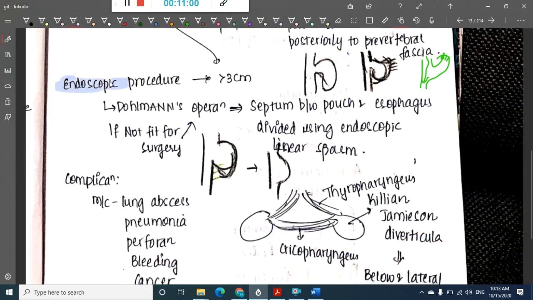Then we have the endoscopic procedure. The endoscopic procedure is done if it is more than 3 centimeters in size. The procedure which is available is Dahlmann's operation. In Dahlmann's operation, this is the septum which is present between the diverticulum and the esophagus. Now this septum is removed, and we make it a common cavity, so that the food goes directly into the stomach rather than going into the diverticulum.